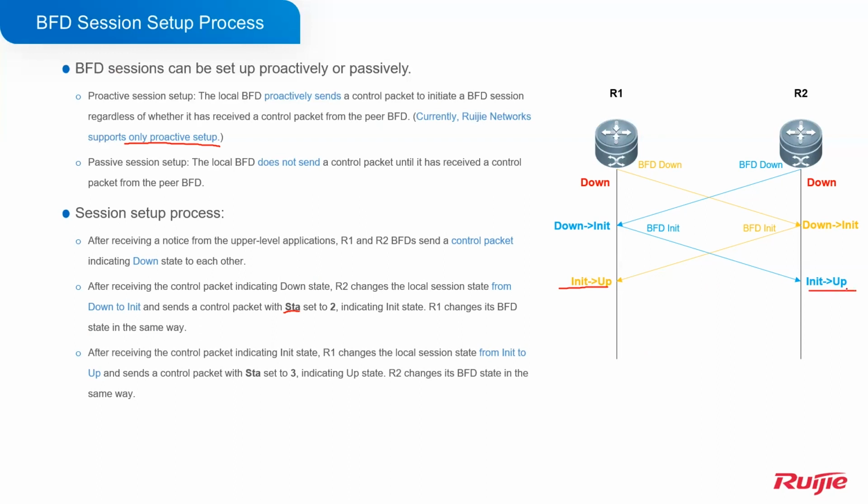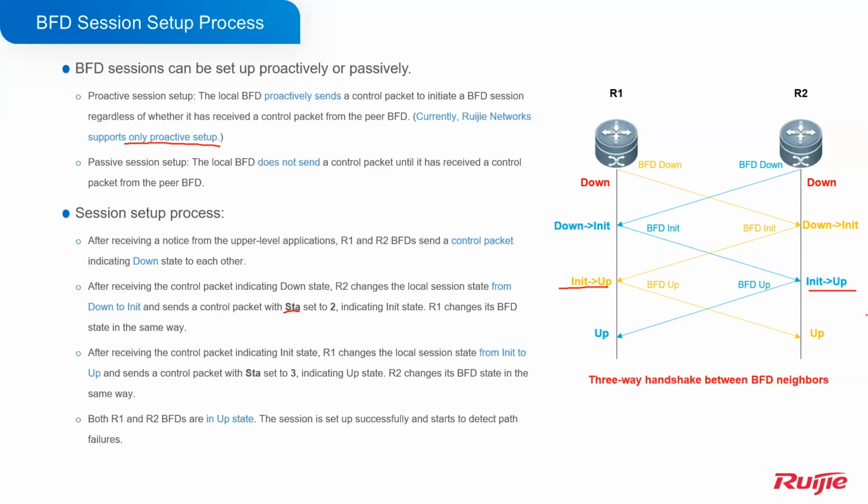And at the same time, it sends a control packet with STA set to 3, indicating up state. R2 changes its BFD state in the same way. So you can see both of their states are up, from init to up. Both R1 and R2 BFD are in up state. The session is set up successfully and starts to detect path failure. This is the session setup process, and it has a name: it's called the three-way handshake. So BFD sets up the session between the peers through the three-way handshake.